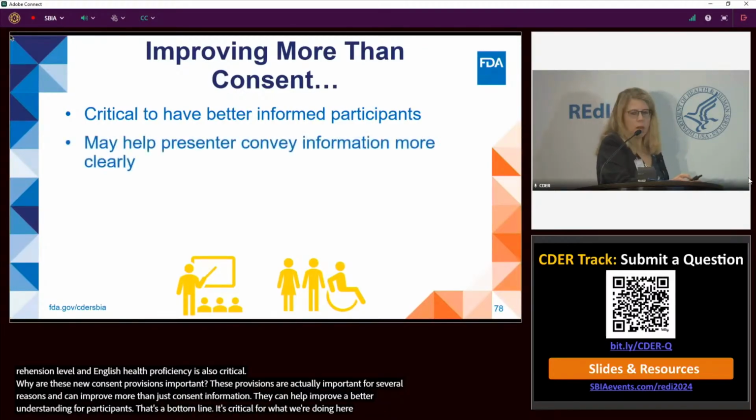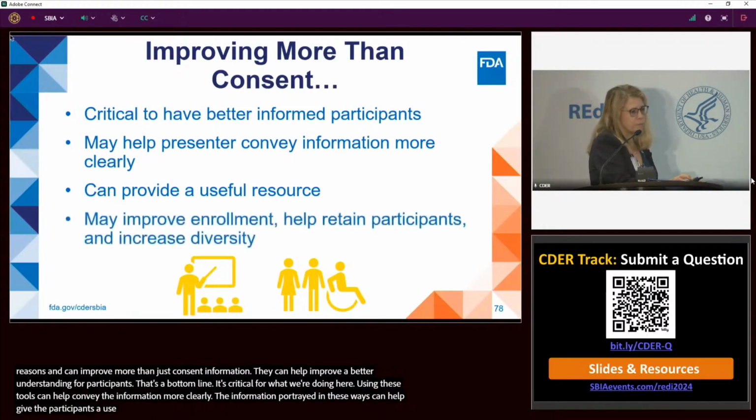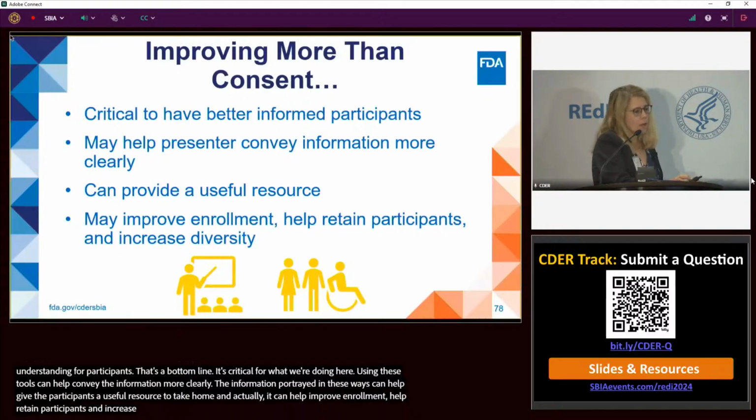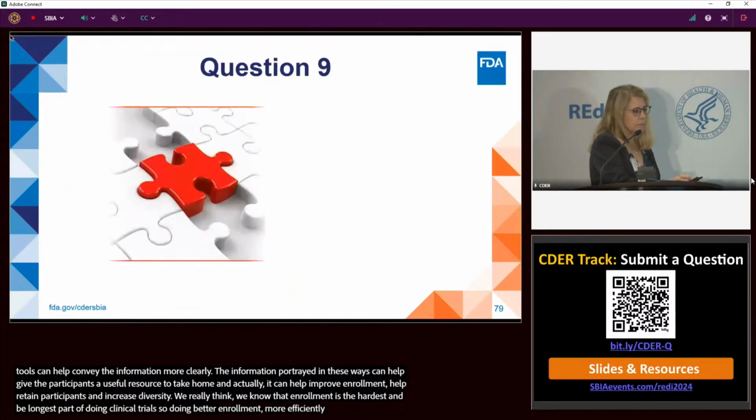Using these tools can also help the presenter convey information more clearly. The information portrayed in these ways can help give the participant a useful resource they can take home. And actually, it can help improve enrollment, help retain participants, and increase diversity. We know that enrollment is the hardest, longest part of doing a clinical trial. So doing better enrollment, perhaps more efficiently, hopefully, this can really help you in the long run.